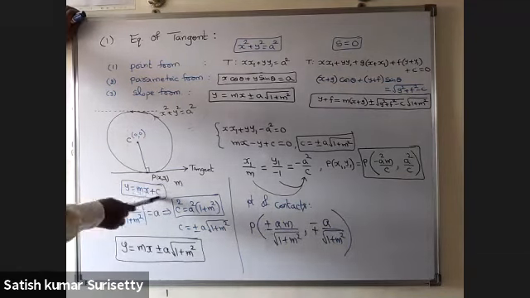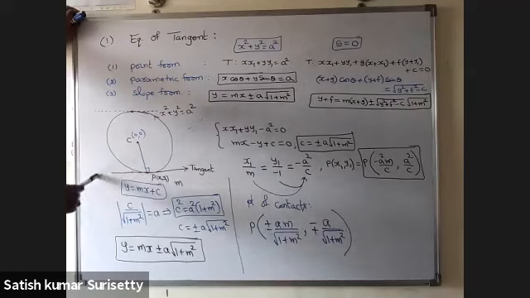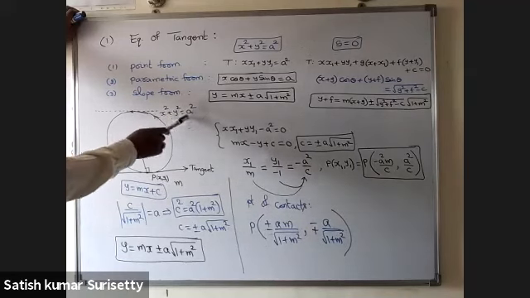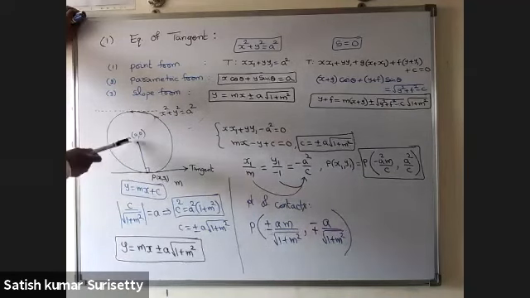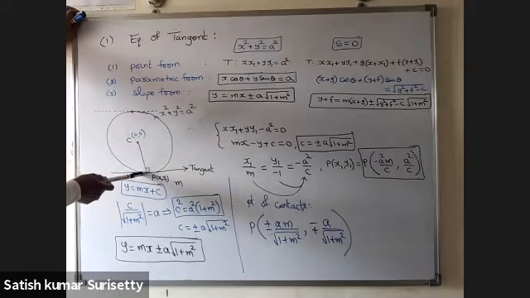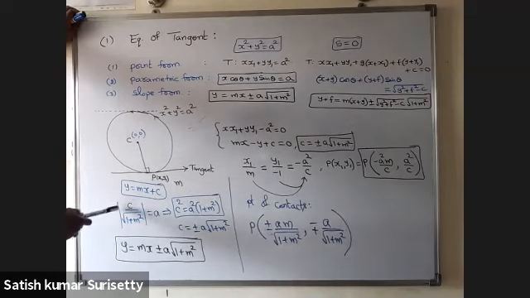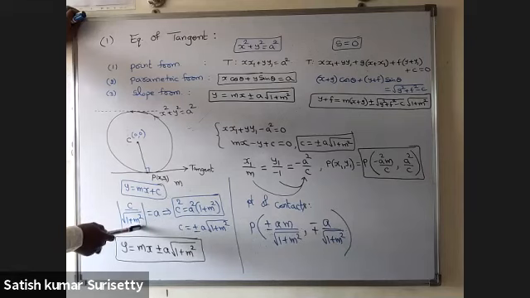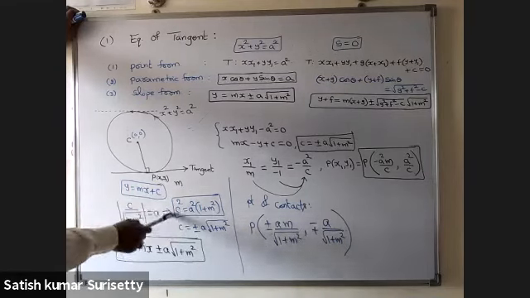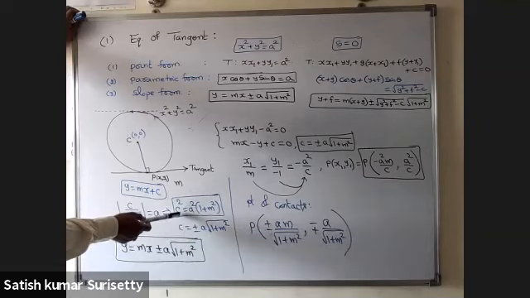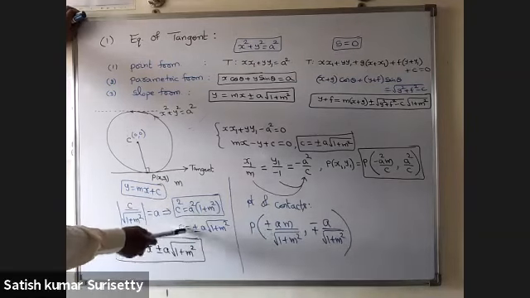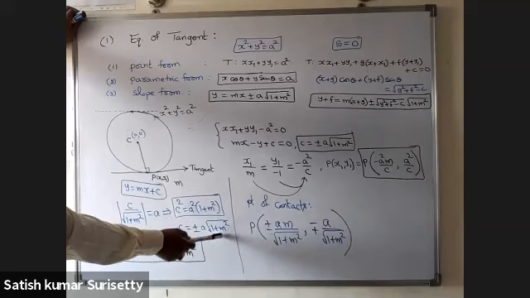Now, once this equation y equal to mx plus c is a tangent to the circle x square plus y square equal to a square, the perpendicular distance from the center is equal to the radius. That is modulus of c upon root of 1 plus m square equal to a. So c square equal to a square into 1 plus m square, which is the condition of tangency. This we have derived before also. That means c equal to plus or minus a into root of 1 plus m square.